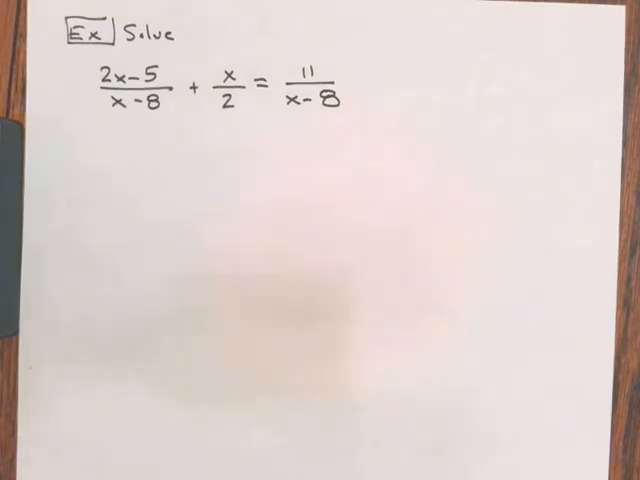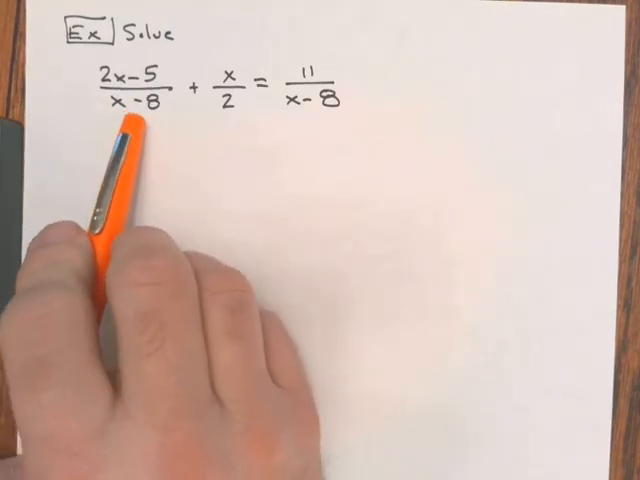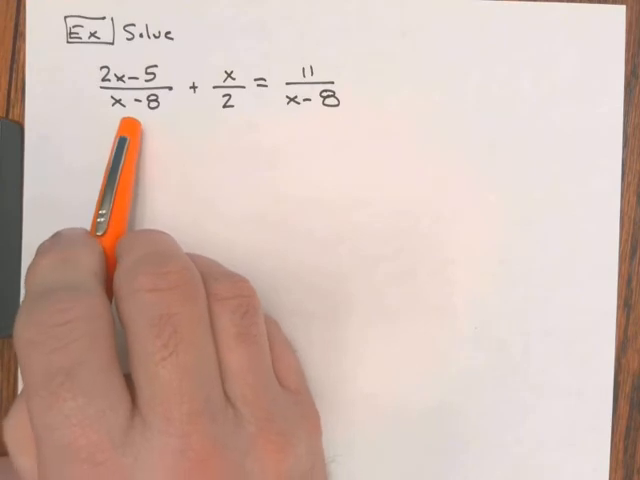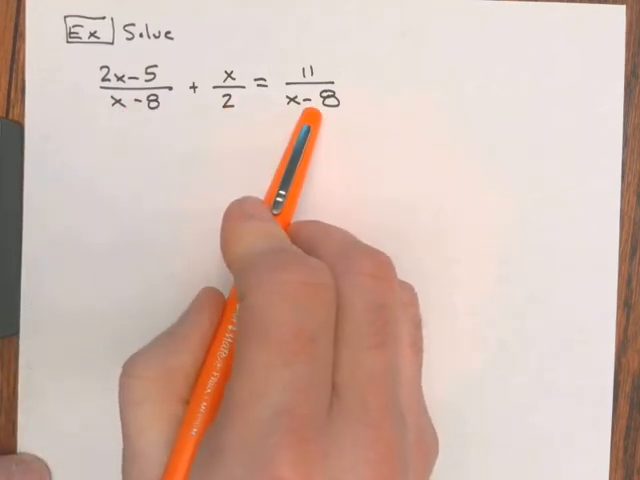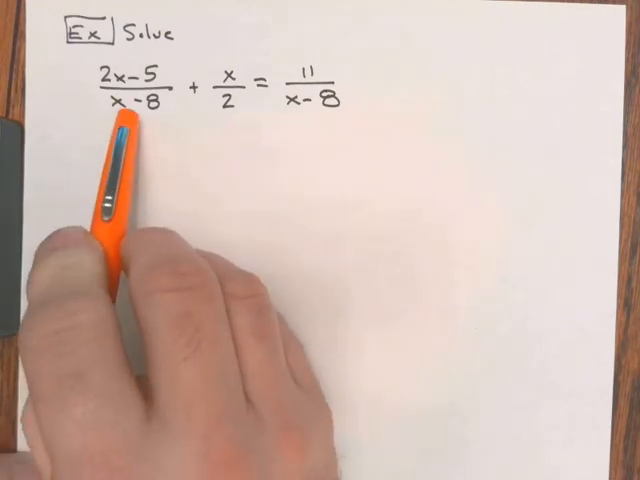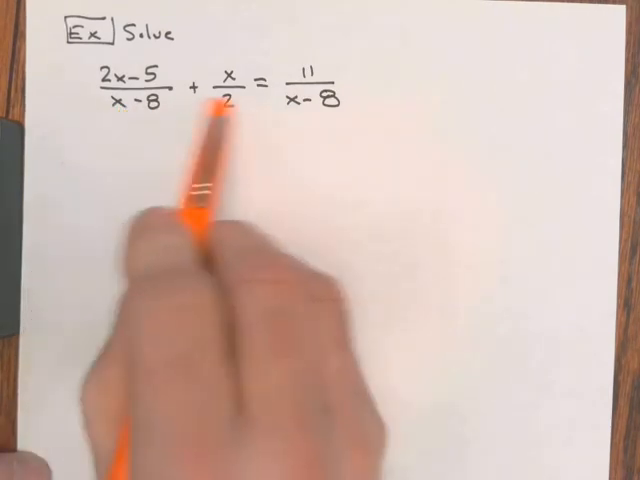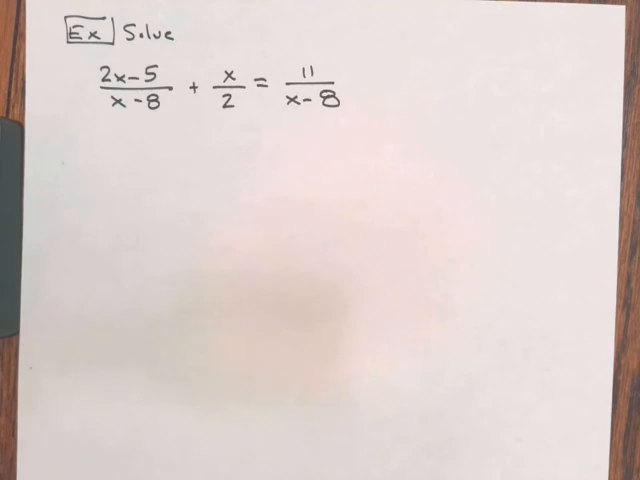Here's another equation involving some rational functions. In order for us to determine what the least common multiple is, we are going to need to have these in a completely factored form. So looking at the three denominators, I want to factor those if I can.